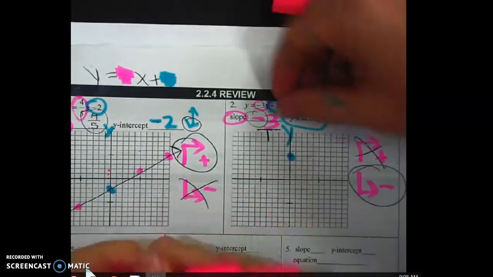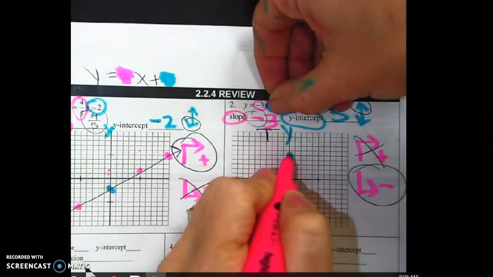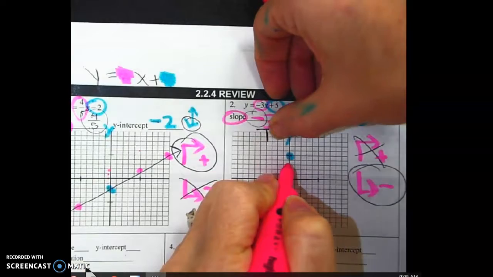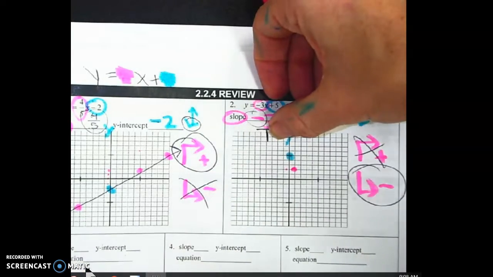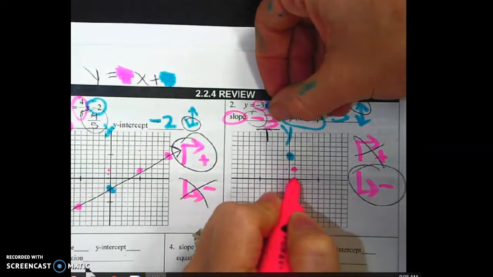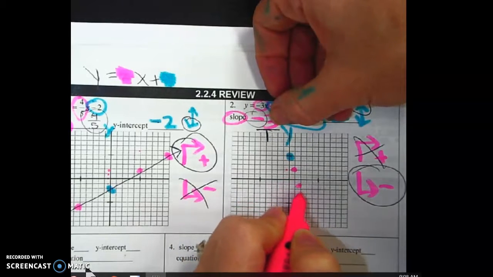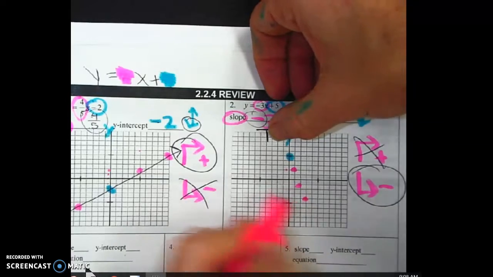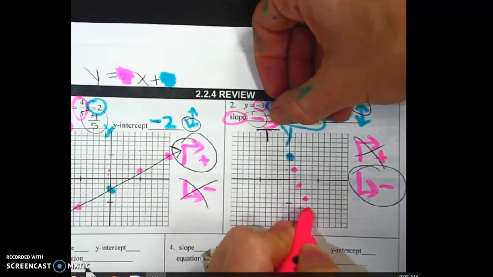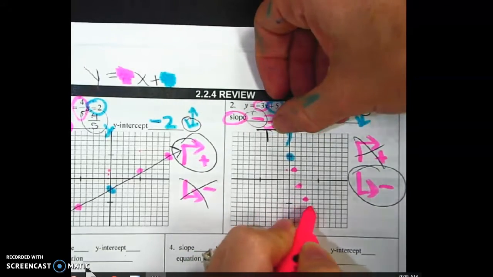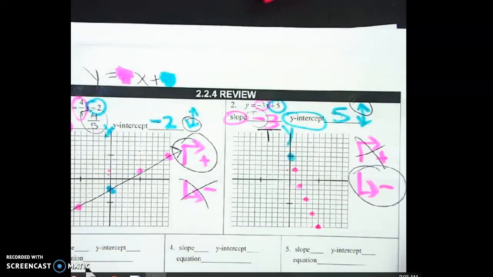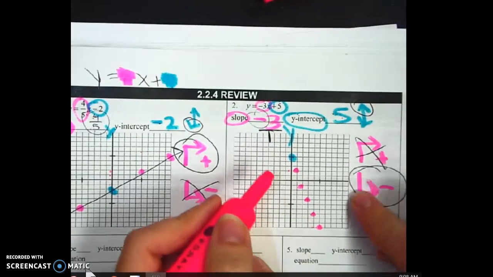So I'm going to go down 1, 2, 3, right 1. Do it again. Down 1, 2, 3, right 1. Down 1, 2, 3, right 1. Down 1, 2, 3, right 1. Down 1, 2, 3, right 1. Now I went down and right.